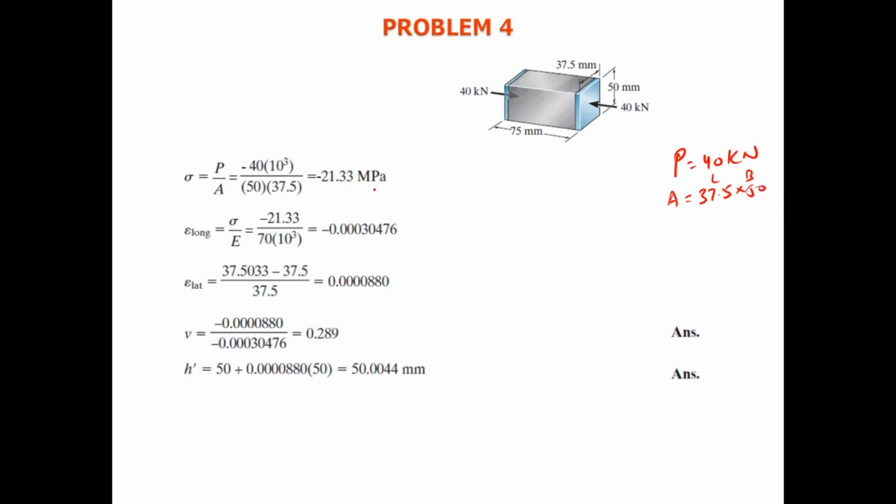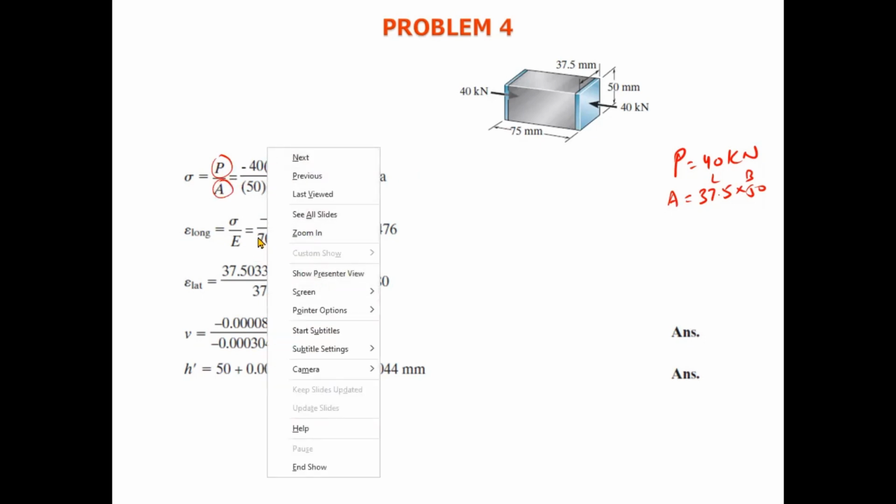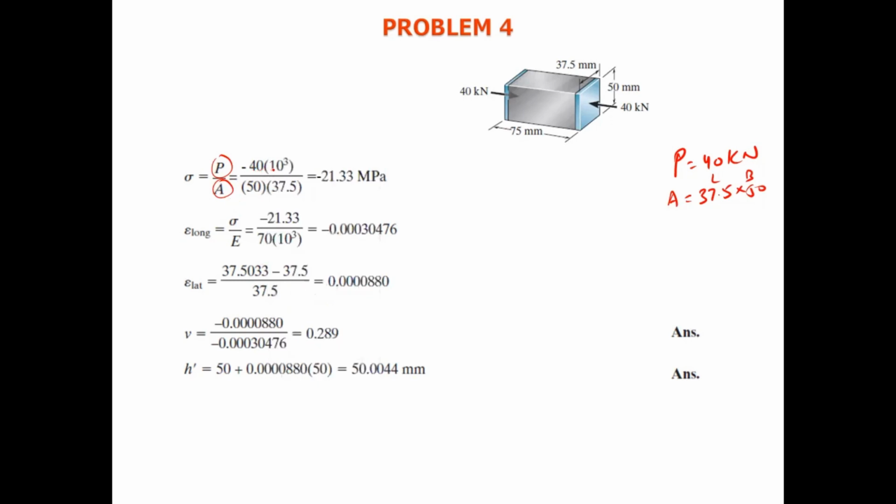So we just put it in the formula. Stress is load per unit area. So we have 40 into 10 raised to the power 3, just make it in Newton. Because it is in millimeter square, the answer will be in megapascal. Newton per millimeter square is a megapascal. So 40 into 10 to the power 3, or 1000 multiplied by 1000 to convert into Newton, divided by 37.5 into 50, which is A, the area, length and breadth.